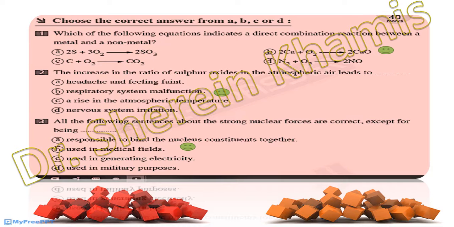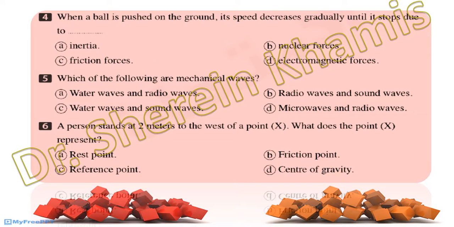So we have in the medical field one in the weak nuclear force, not the strong nuclear force. Okay, let's go to question 4. Question 4 says that when a ball is pushed on the ground, its speed decreases gradually until it stops due to inertia, nuclear forces, friction forces, or electromagnetic forces.